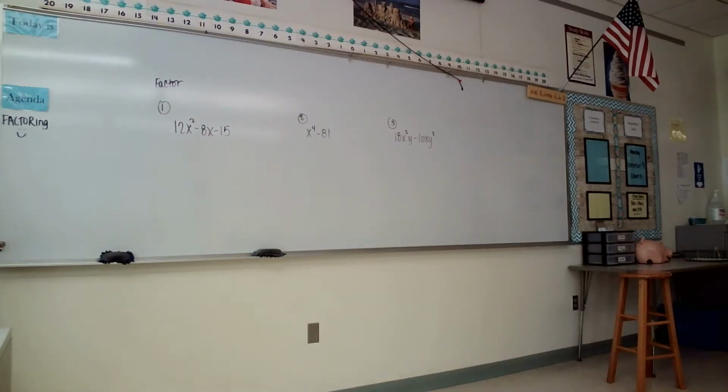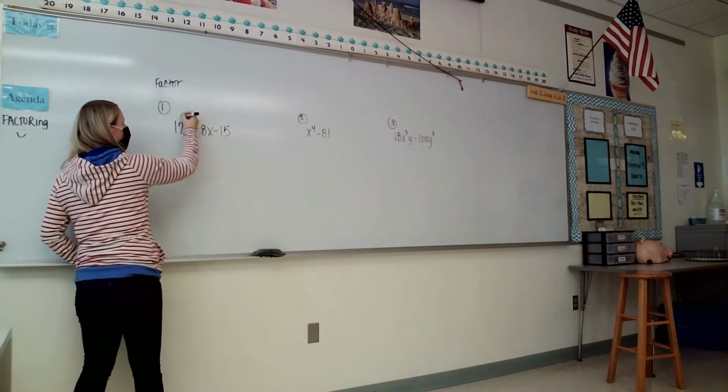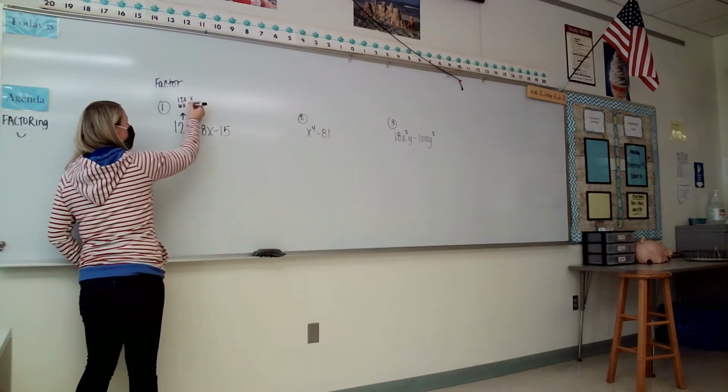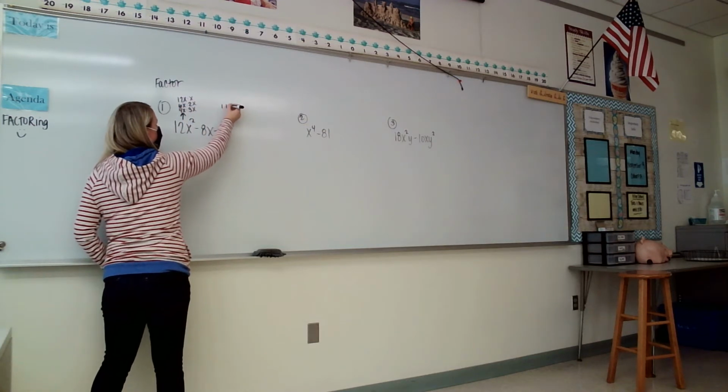So I feel like number one's like the general. When I think of factoring, I think of a quadratic trinomial, and my steps are find the factors of the first term. So it's 12x times x, or 6x times 2x, or 4x times 3x. So we have a few options. And for 15, it's either 1 and 15 or 3 and 5.